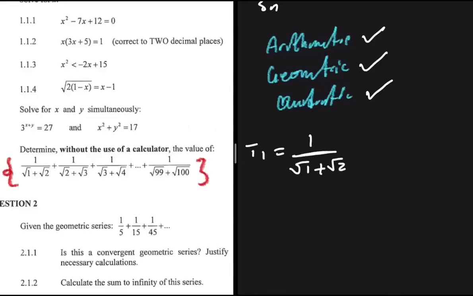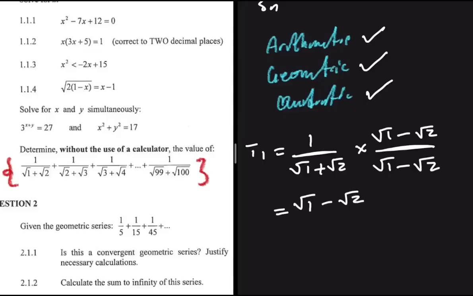So if we want to rationalize this fraction, we have to multiply it by the conjugate, right? So we multiply it by square root of 1 minus square root of 2 divided by square root of 1 minus square root of 2, right? Because that is just equal to 1. So we basically multiply it by 1. But now our answer is going to be rational, right? So if we compute that, you're going to get T1 being equal to square root of 1 minus square root of 2 divided by, now I want you to see something.